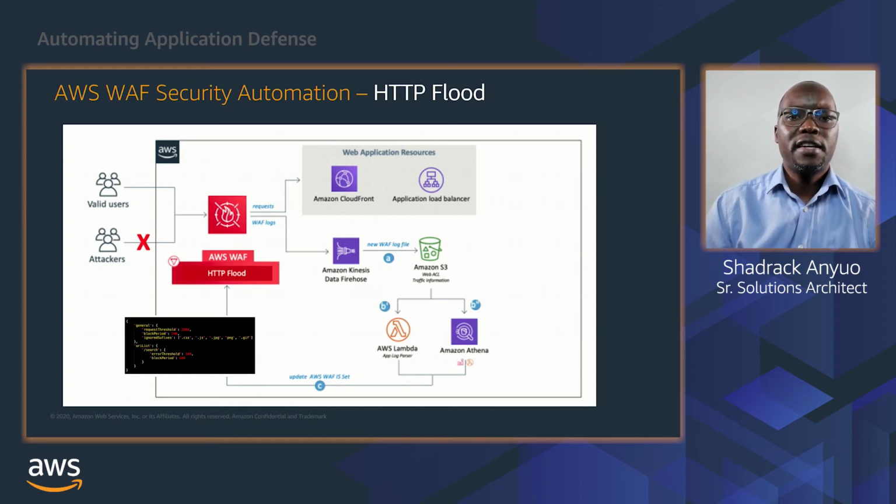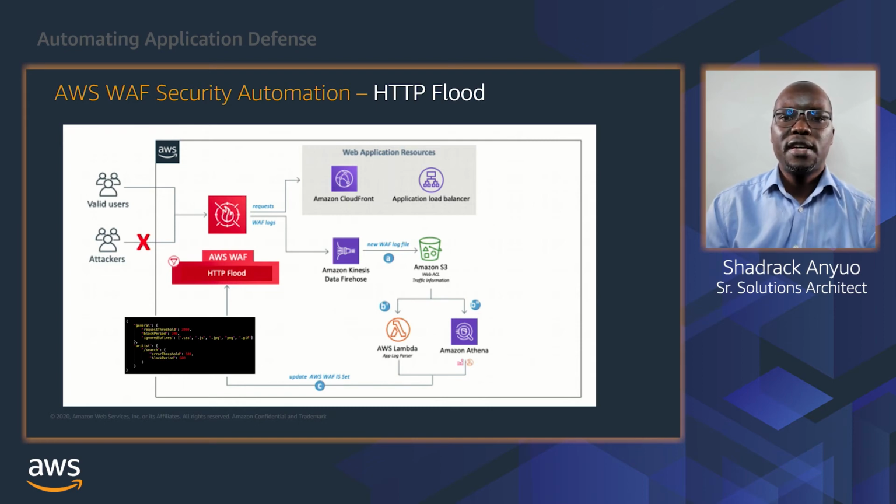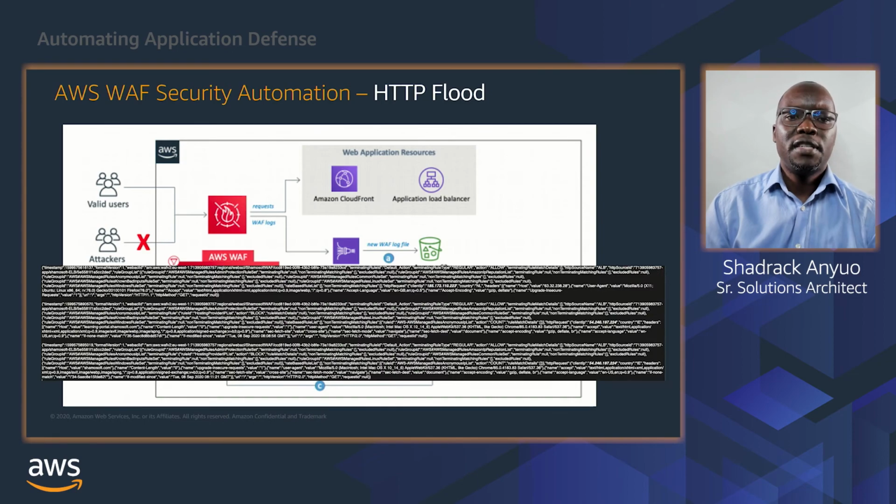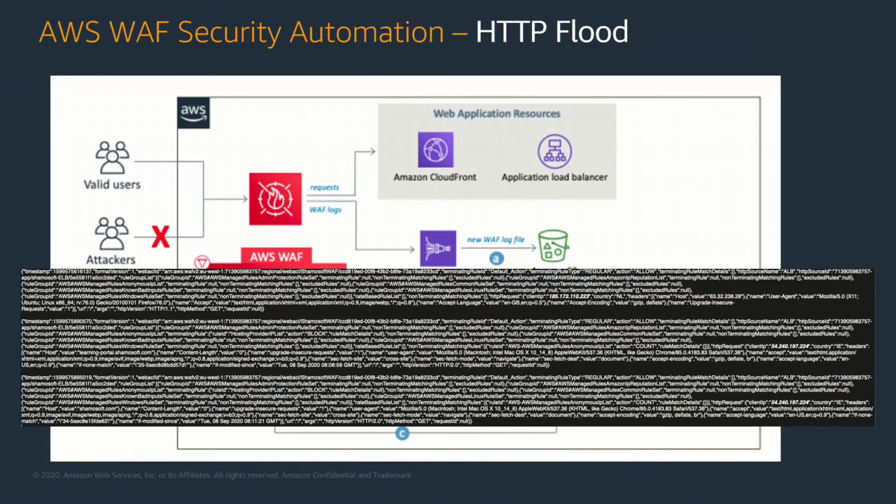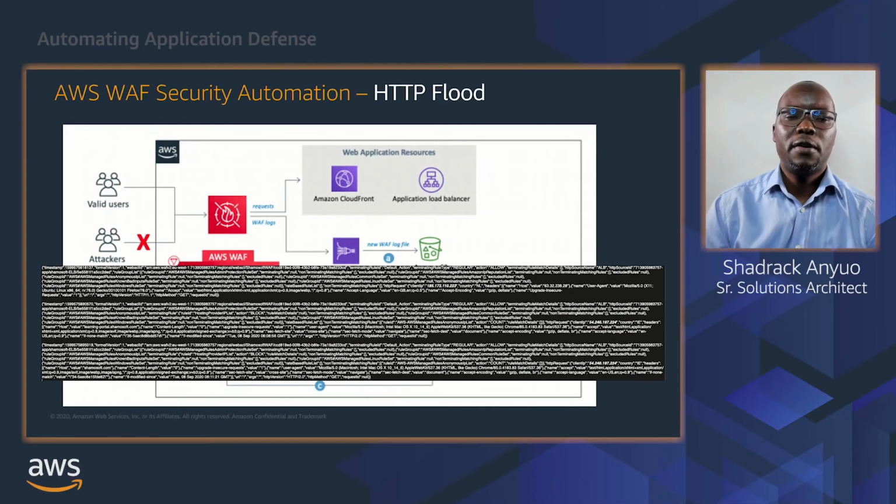The WAF logs are ingested into S3, and based on put events, this then triggers a Lambda function that analyzes the log files to identify IP addresses that are sending more requests than the defined threshold. The Lambda function then updates the WAF IP set condition to block the identified IP addresses. This is an example of a WAF log file ingested into S3 via Amazon Kinesis Firehose.